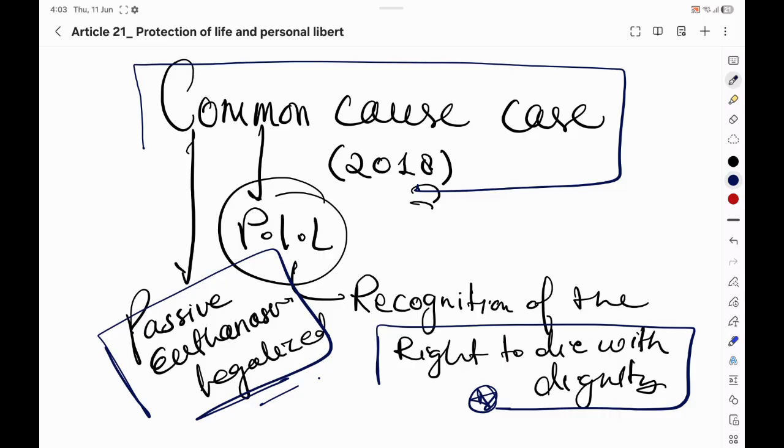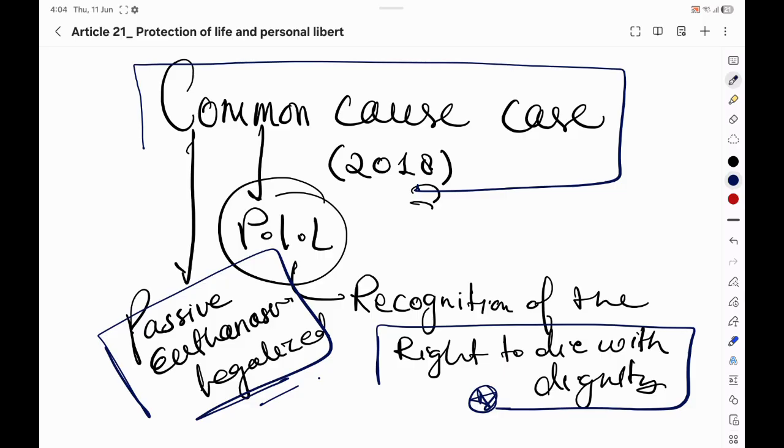So what was the issue? So basically there was an NGO, Common Cause, that filed a petition seeking recognition of what? The right to die with dignity, the passive euthanasia, and the living will. So basically the argument of the petitioner is that forcing a terminally ill person to continue life support against their wishes violates what? The fundamental dignity, the human dignity.